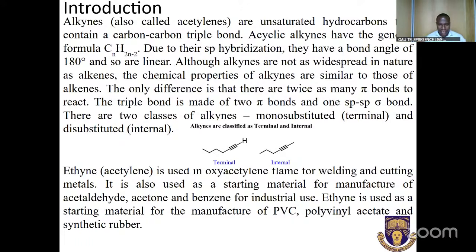Now, acetylene is used in oxyacetylene flame for welding and cutting of metals. It is also used as starting material in the manufacture of a number of compounds. I'm just trying to mention some of their uses in general. Ethine is also used as starting material in the manufacture of polyvinyl chloride, polyvinyl acetate, and synthetic rubber.